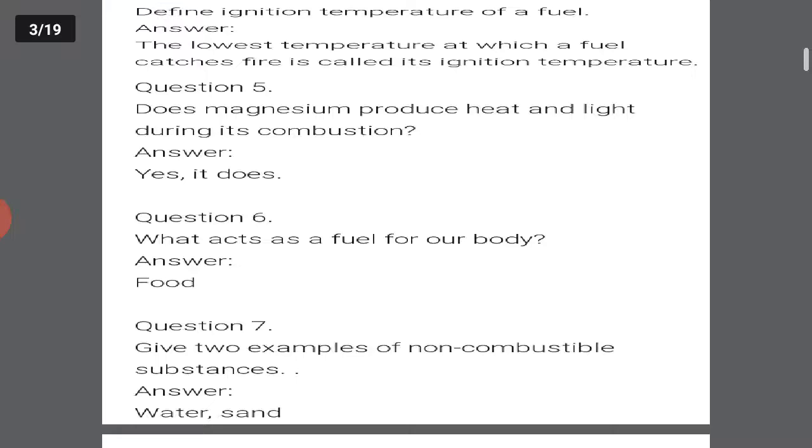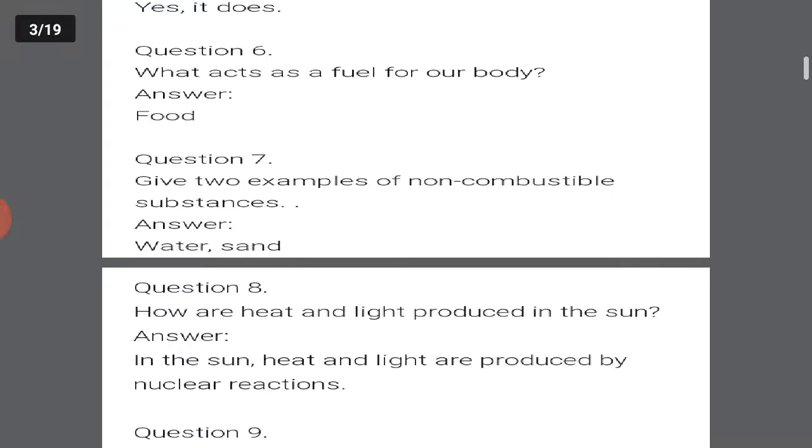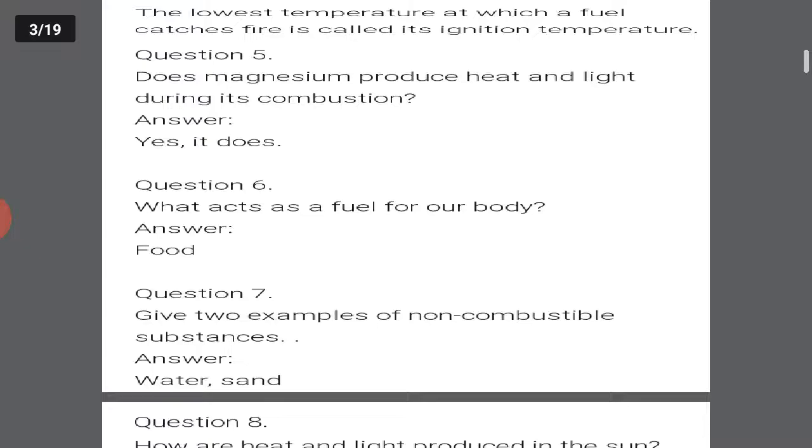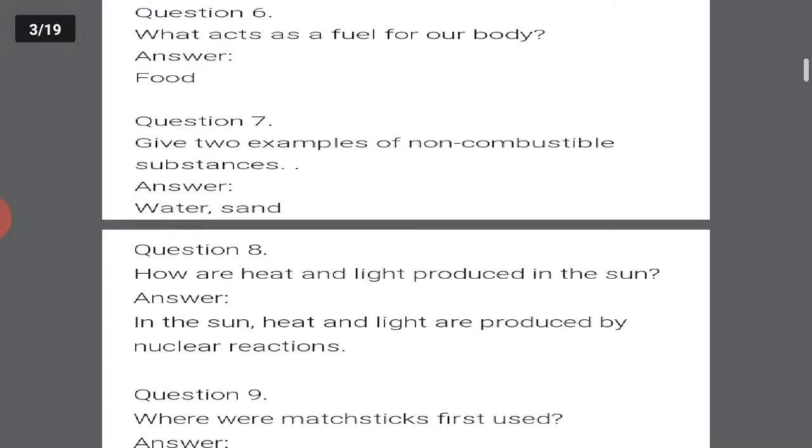Next question is, what acts as a fuel for our body? Definitely, whatever food we are taking, it will act as a fuel for our body. Next question, give two examples of non-combustible substances. Water and sand. Next question.